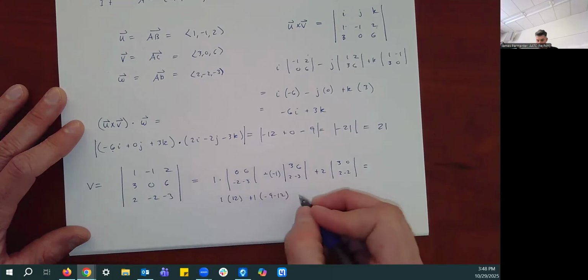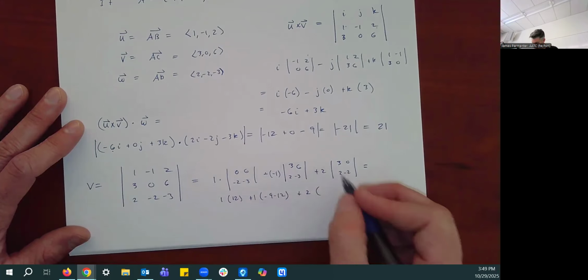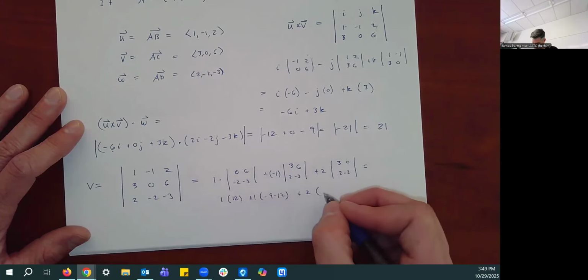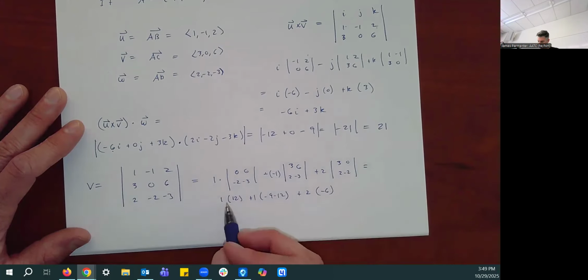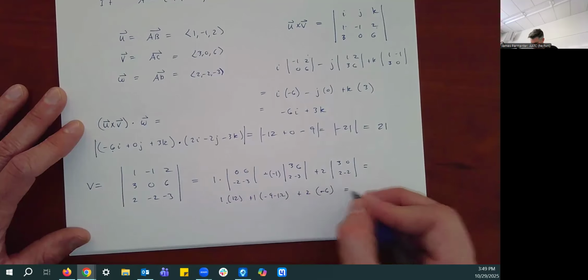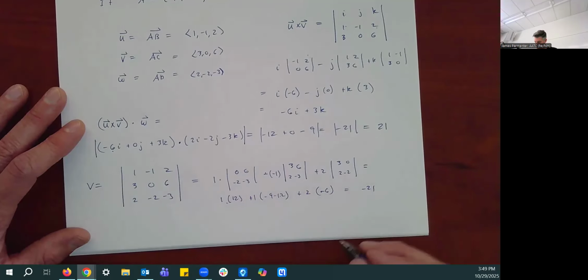I'm a little worried here. Plus 2 times negative 6 minus 0. So I end up getting 12 minus 21, so I get negative 21, and then I still need the absolute value.